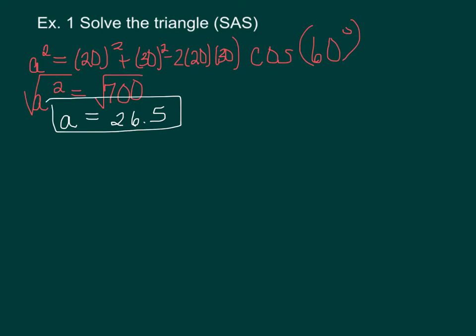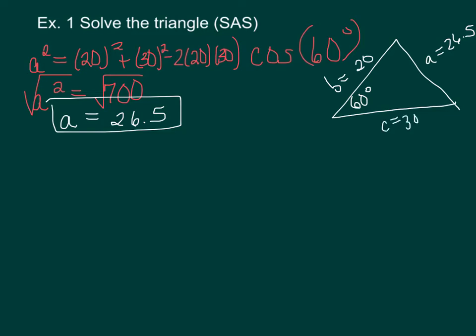Let me draw my triangle back so you can see what we have so far. So we had this was 60. We just found little a. We have little b is 20. Little c is 30. This is angle B and angle C.